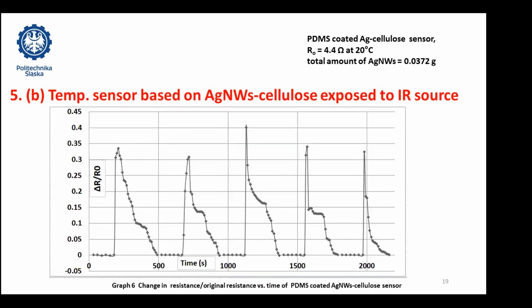Now coming towards delta R over R naught versus time. This graph will tell you about the change that occurs when you shine the light for just 10 seconds. For the average of these 5 graphs, it was 34%, which is quite a good figure in our case.